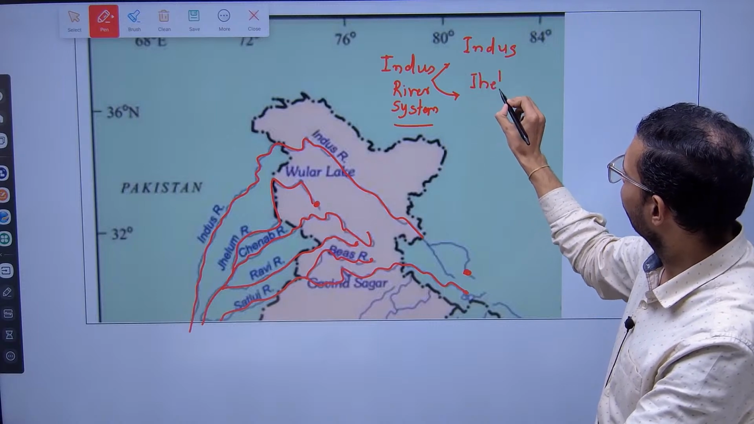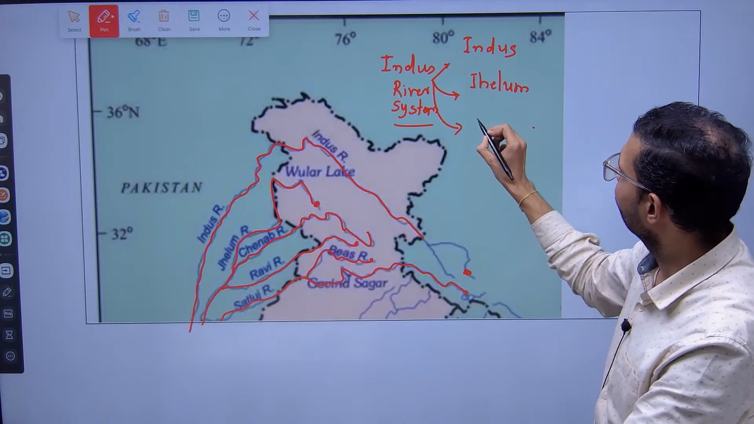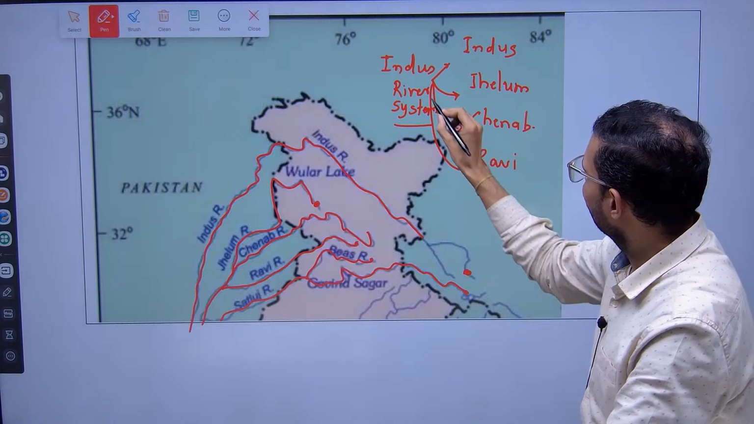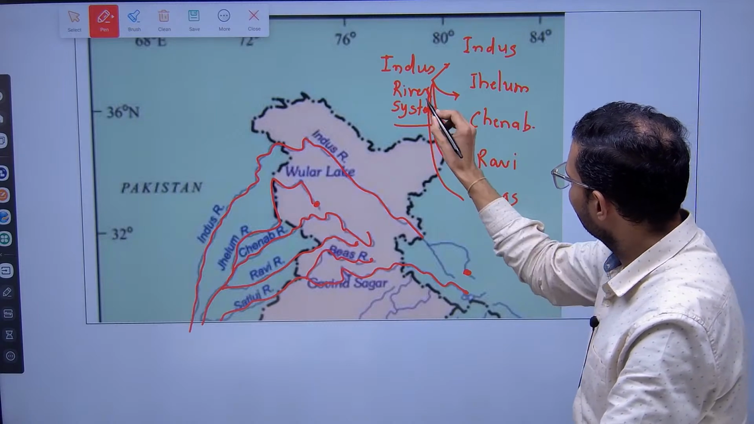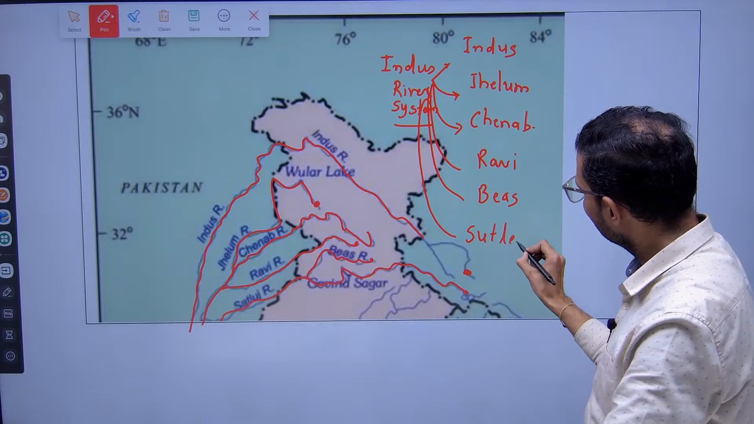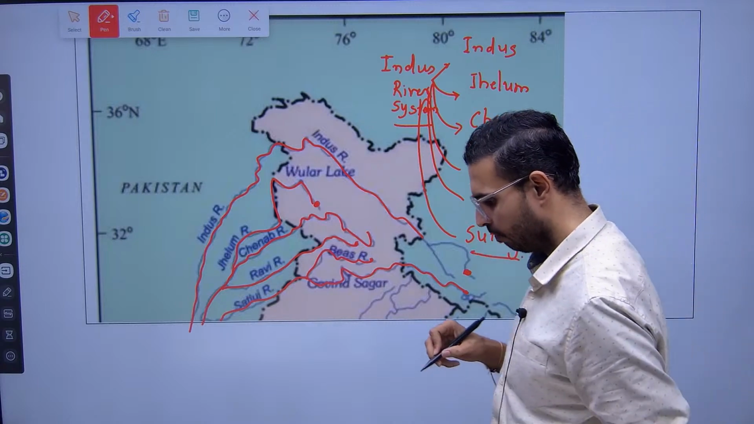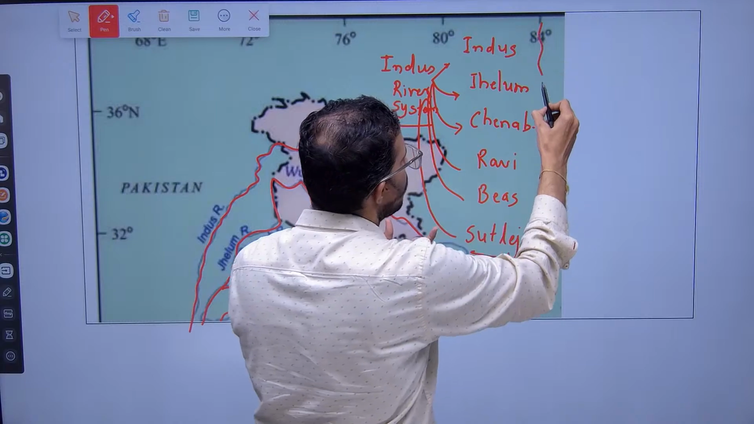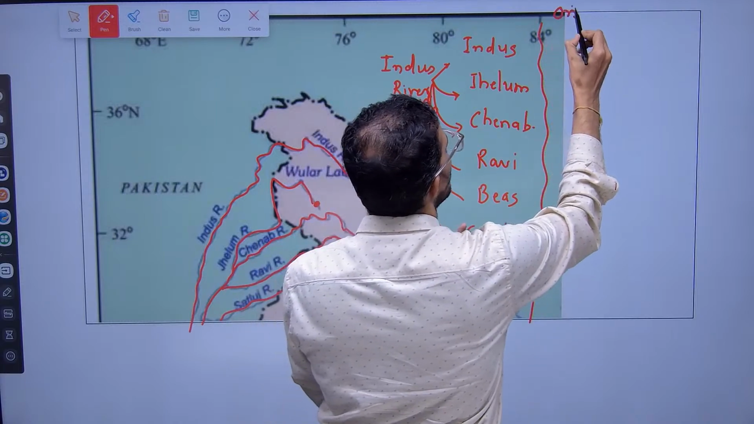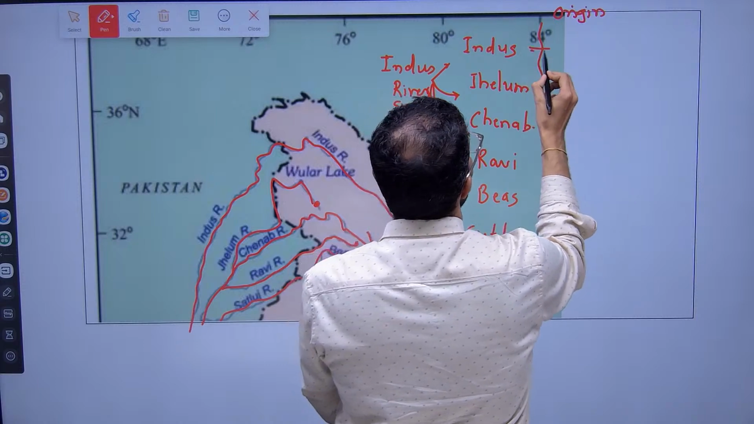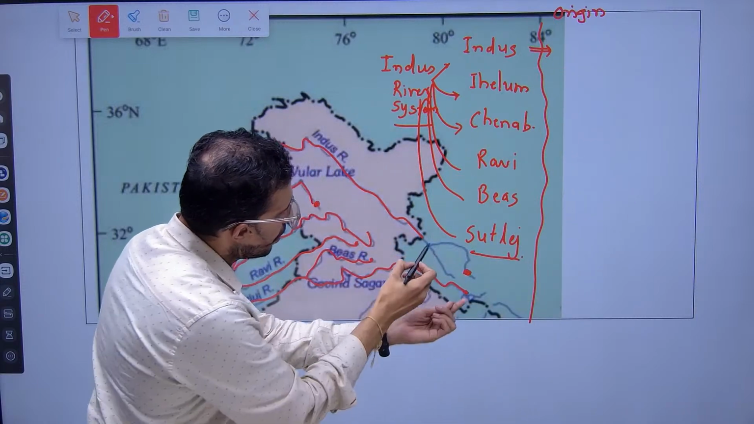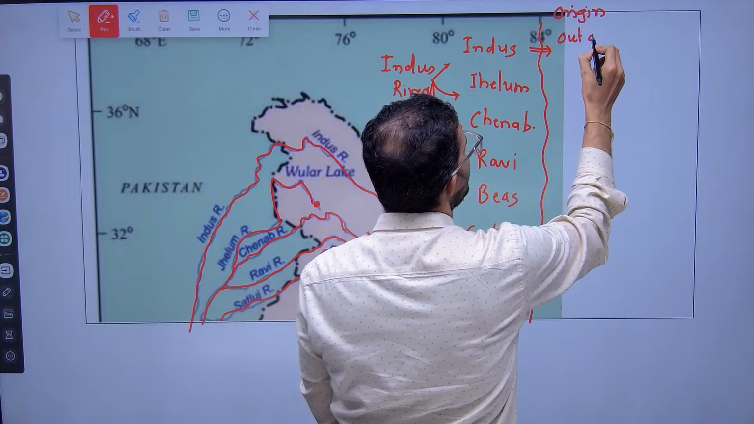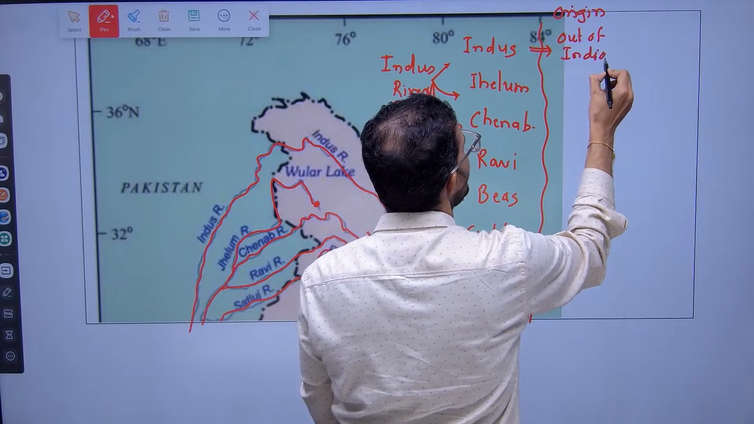Then the second one is the Jhelum, five tributaries. Then which one? The Chenab, then the Ravi, then Bias, and the last one is the Satluj. Yes. Then we are seeing its origin, because origin is asked. The Indus river system originates near the Kailash Parvat, near Mansarovar. So the origin of Indus is out of India.